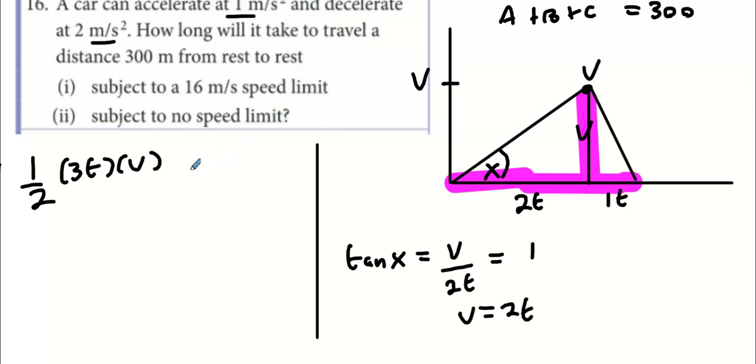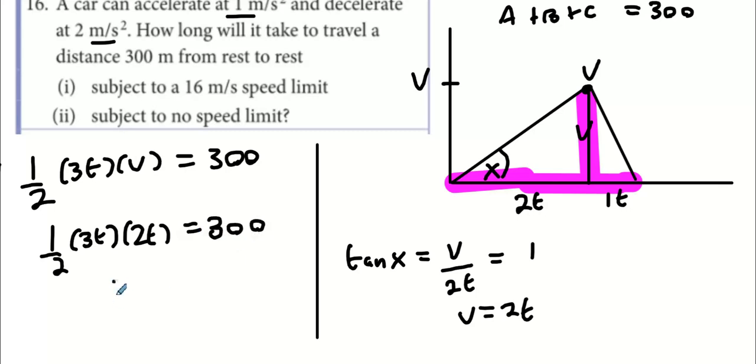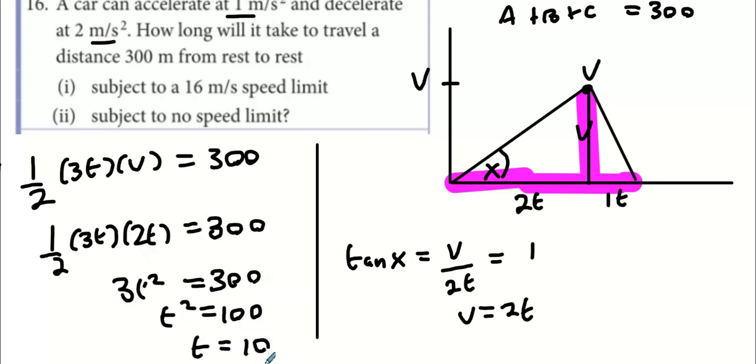It's not 300, because that's your total distance. Okay. I'm going to substitute out V. What am I going to turn V into? Huh? 2t, yeah. A little long. 3t squared equals 300. T squared equals 100. T equals 10.